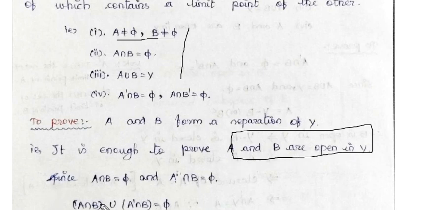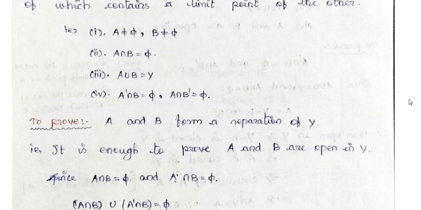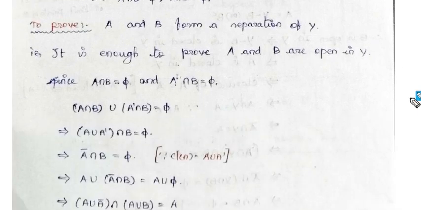By the hypothesis, A intersection B equals empty and A dash intersection B equals empty. So we union these two, and their union is also empty. In the next step, we use the distributive law: A union A dash intersection B equals empty. We all know that closure of A equals A union A dash. So we can write A closure intersection B equals empty. Here intersect A on both sides.